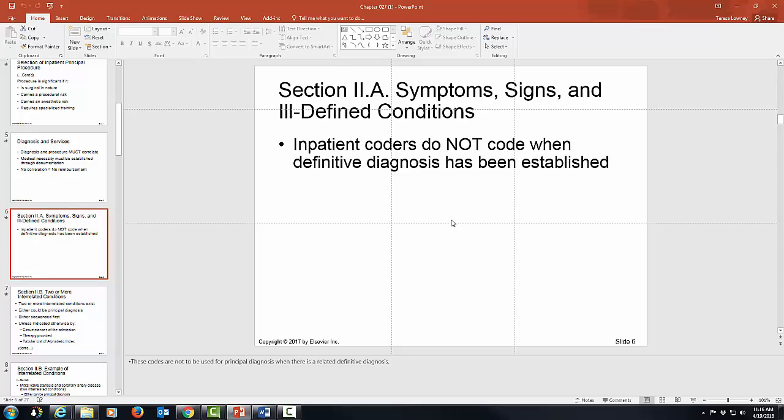So we have section 2A, signs, symptoms, and ill-defined conditions. Inpatient coders do not need to code a definitive diagnosis until it has been established. So they do not code signs and symptoms when a definitive diagnosis has been established. If a patient comes into the hospital with a severe cough, we do a chest x-ray, and we see they have pneumonia, you're not going to code that symptom or that sign, you're going to code that pneumonia. And this is true for outpatient as well. If you do exercise 27.1, it will really help solidify these ideas and give you some great examples.